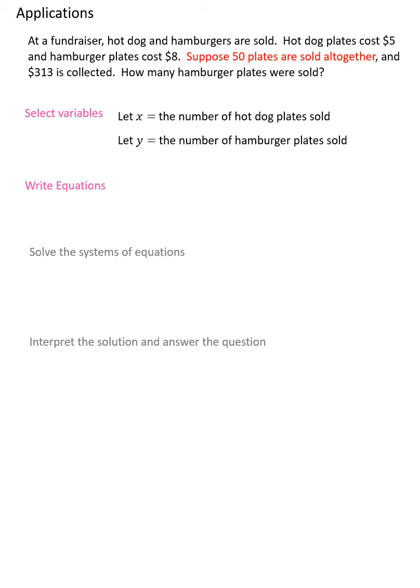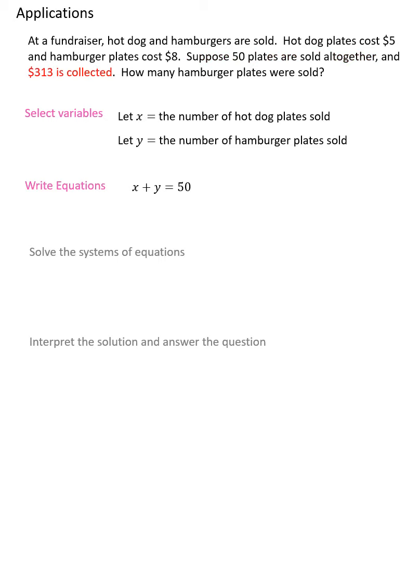So the first real fact that we can make an equation out of is the fact that 50 plates are sold altogether. We don't know how many of each. And it's not necessarily 25 and 25. It doesn't say in the problem that an equal number of plates was sold. And so it seems like a logical equation would be X plus Y equals 50, because the number of hot dog plates plus the number of hamburger plates is the total number of plates sold, or 50.